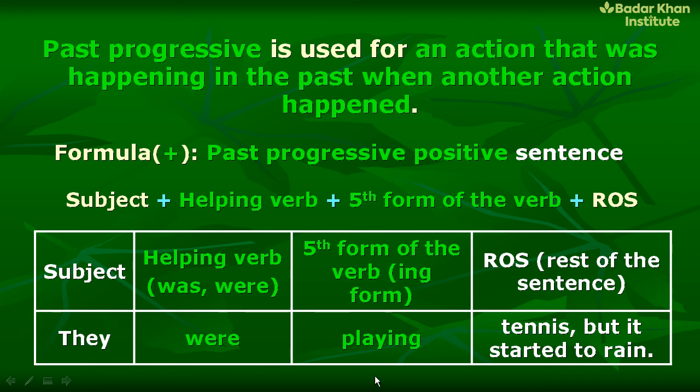Example, they were playing tennis but it started to rain. There are two actions. It means they were doing an action and another action happened. They is subject, were is helping verb, playing is ing form or fifth form of the verb, and this is rest of the sentence. We have two helping verbs, was and were.